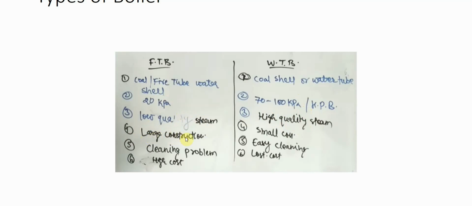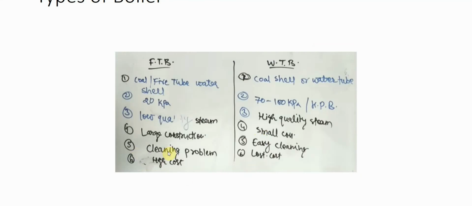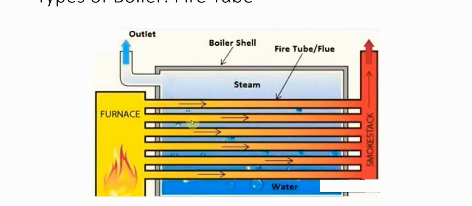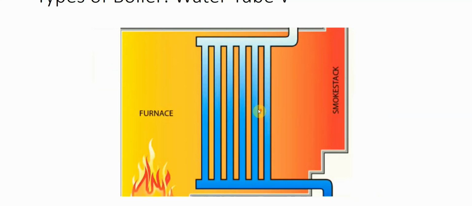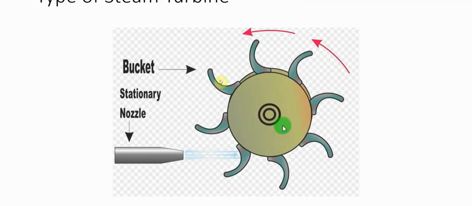For large construction, we need a large structure, but here we need small construction, because there are only the water tubes and it is easy to construct. And there is also the cleaning problem. The cleaning process here is more complicated as compared to this one, which has easy cleaning. And the cost of the fire tube is high and this cost is low. So this was just the comparison.